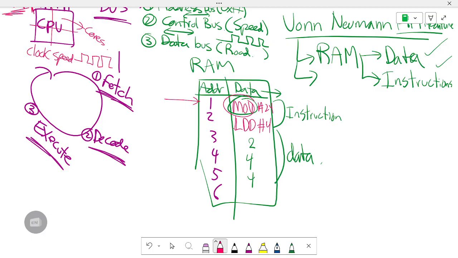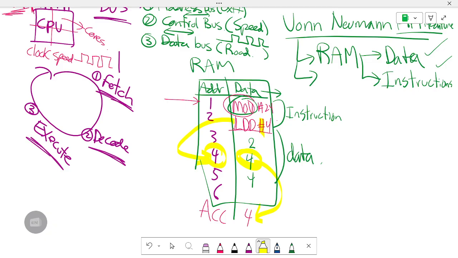And then LDD is, you have this thing called the accumulator. LDD number 4 means you put number 4 here. If it doesn't have the symbol, it means direct addressing, so I would go to the address and then put this data into here. So that's what assembly language is like.